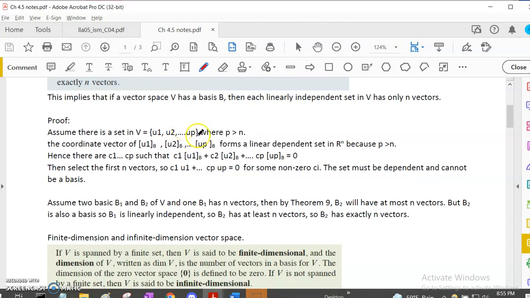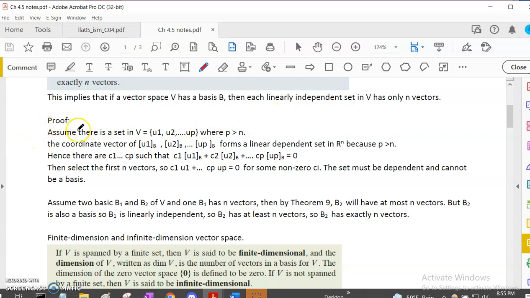So this also implies that if you have a vector space and it has one basis of n vectors, then every other linearly independent set also has n vectors, and every other linearly independent set in that vector space would span that vector space.